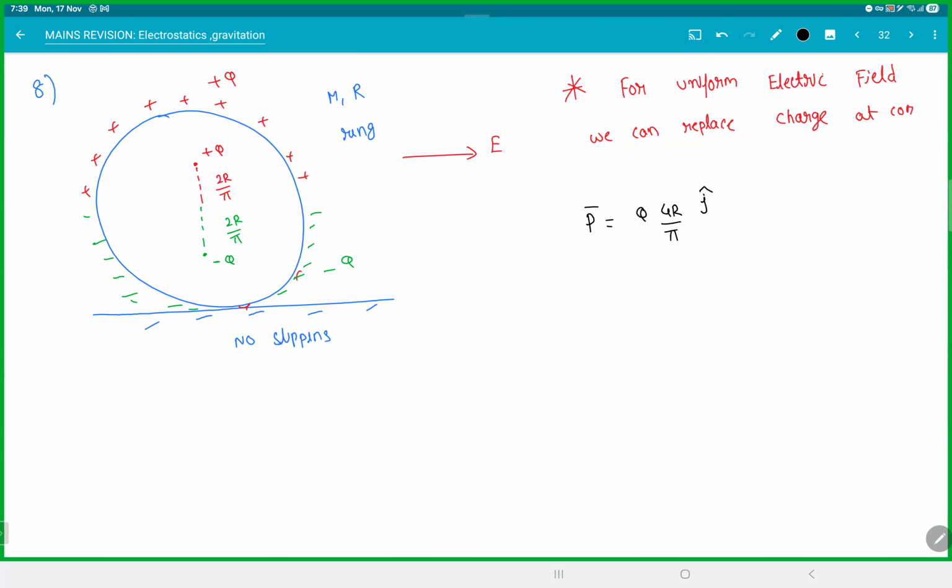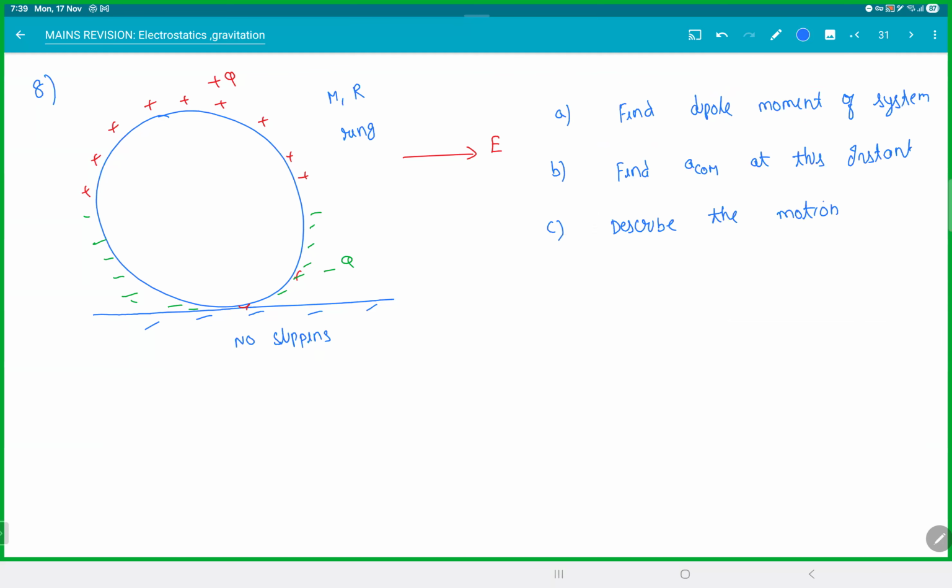That's your dipole moment. And next thing, this will be EQ, and this will be EQ. Since it is not slipping, there is a friction force F on the ground. And if it is not slipping, you can always take the torque about the bottommost point. That is the safest point. Then torque about point A is equal to the torque due to a couple, which is independent of axis. So EQ will form a couple, that is EQ into 4R by pi.